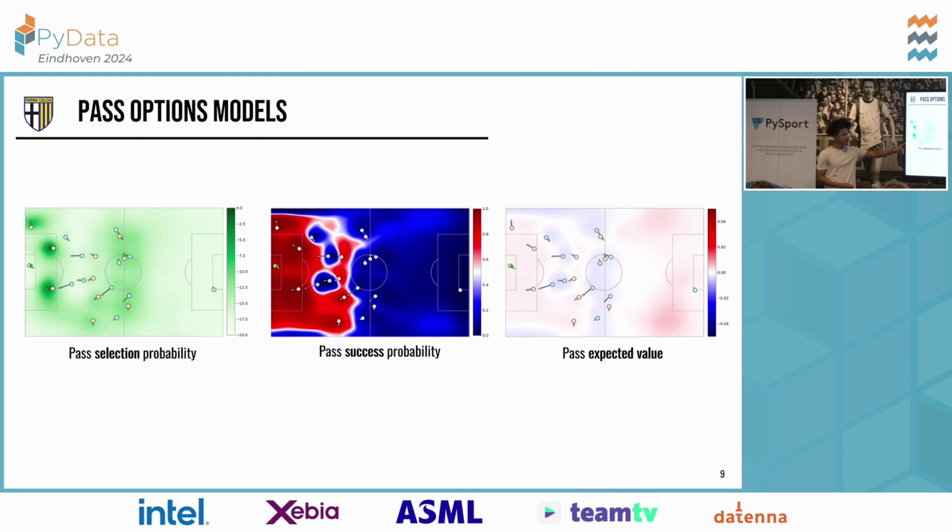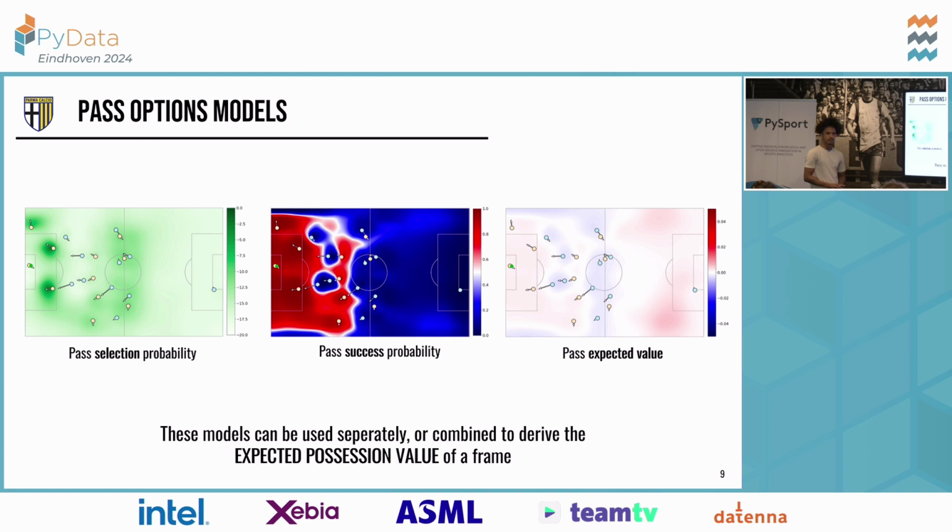And the third one is the pass expected value. It quantifies the dangerousness of any area in the field based on the current position of the players. And these models are very interesting in football. They can be used separately or combined to define what we call the expected possession value.